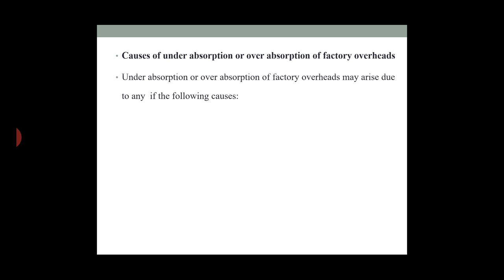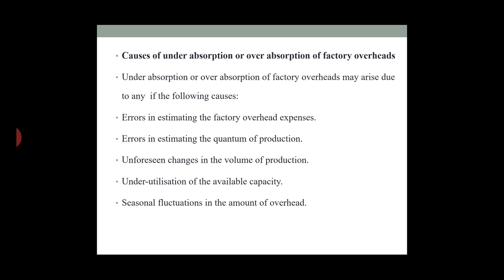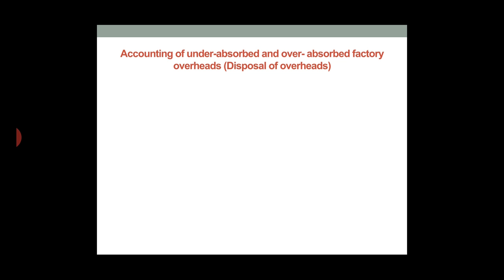The causes of under absorption or over absorption of factory overhead. Under absorption or over absorption of factory overhead may arise due to any of the following causes: errors in estimating the factory overhead expenses, errors in estimating the quantum of production, unforeseen changes in volume of production, under utilization of available capacity, seasonal fluctuation in the amount of overhead, use of unsuitable method of absorption of overhead.